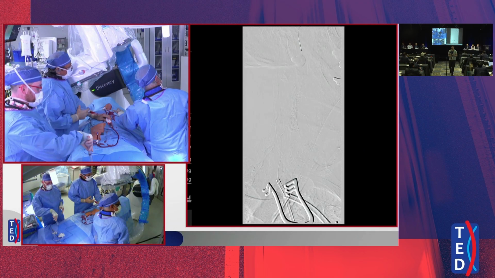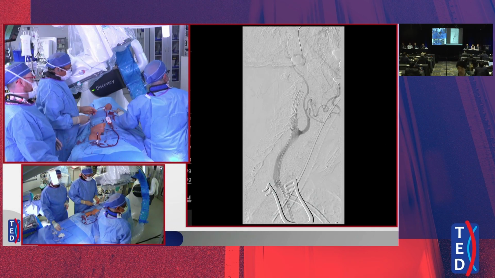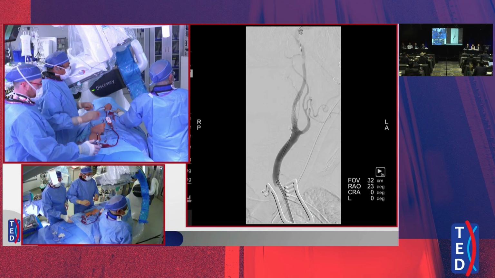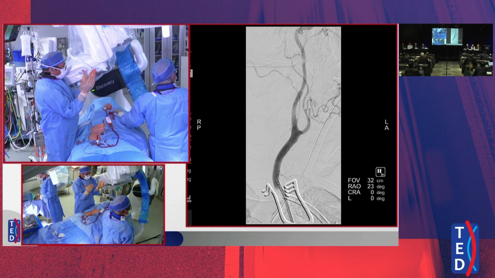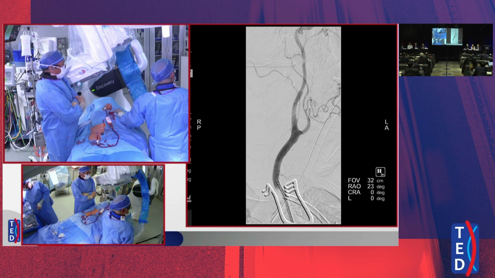Okay, let's get a good picture here. How many do you want to extend? How many do you want to leave it? Leave it alone. Yeah, I would leave it there. I think we landed it right at the origin of the internal, which was actually relatively normal, and we got about a centimeter above the lesion.